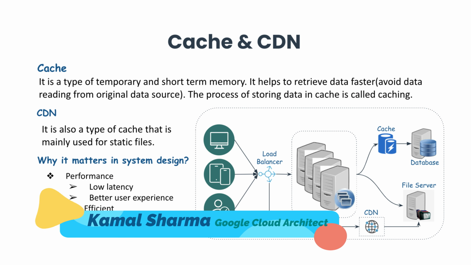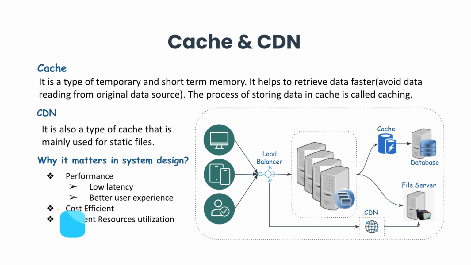Let's first talk about cache. Cache plays a very important role in providing low latency. It is a type of temporary and short-term memory. A user request travels from the load balancer, web server, application server, database and many other components in a complex system. Each component takes its own time, and that increases latency and affects throughput.